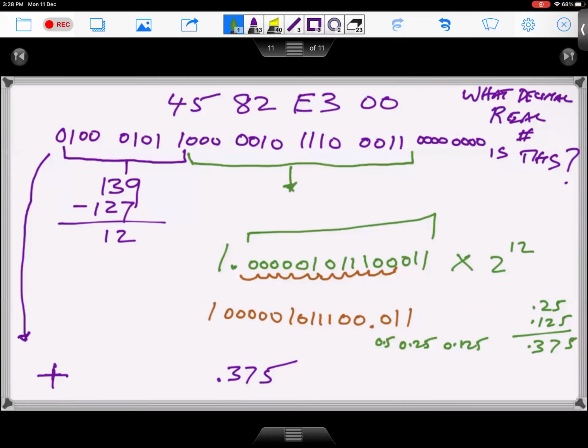Well, we can go 1, 2, 4, 8, 16. No 32s. 64. And then we have no 128s, no 256s, no 512, no 1024, no 2048. But we have 2048 multiplied by 2, 4096. Right?